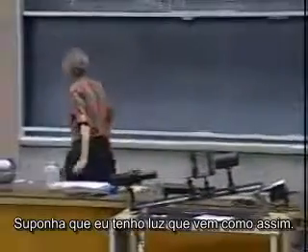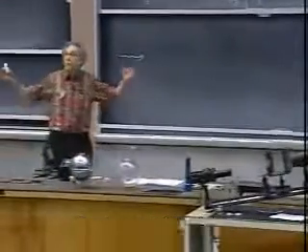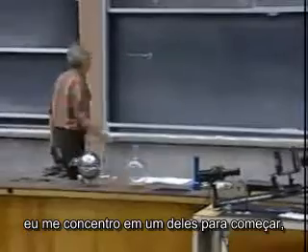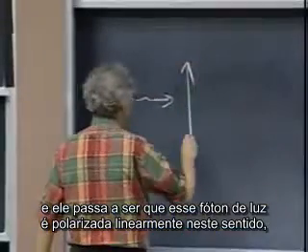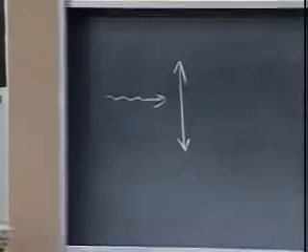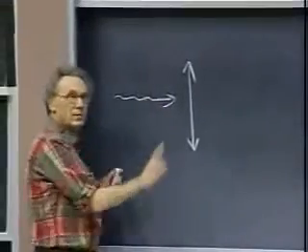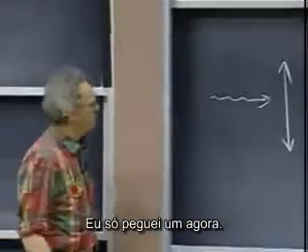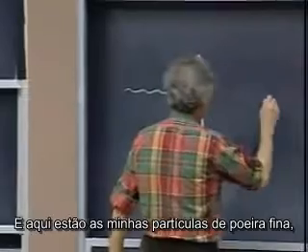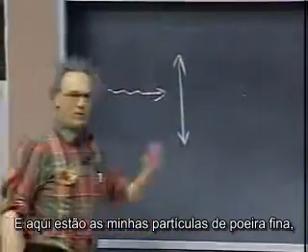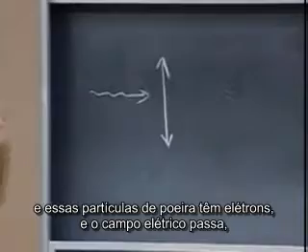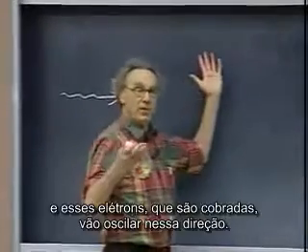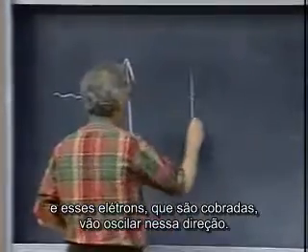I will stay on the center board. Suppose I have light coming in like so. And I have one light photon. I concentrate on one to start with, and it happens to be that that light photon is linearly polarized in this direction, and so the E vector is oscillating like this. Later we're going to add all directions that we want to. I just pick one now. And here are my fine dust particles, and these dust particles have electrons, and the electric field passes by, and these electrons, which are charged, are going to oscillate in this direction.